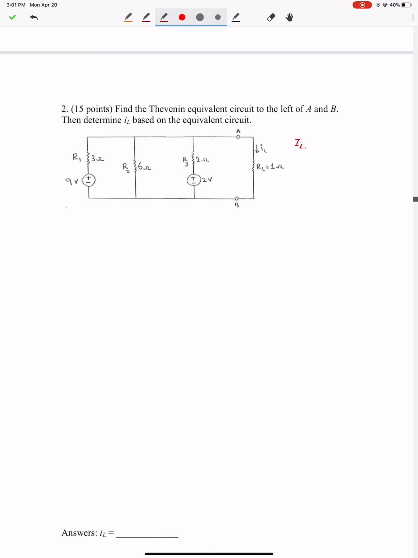To do that, the first step you need to do is remove the load resistor from the circuit, and then point A and point B becomes an open circuit. The voltage between these 2 points is defined as V Thevenin. So let me draw the circuit after you remove the load resistor.